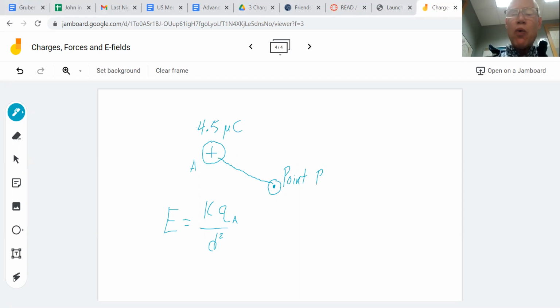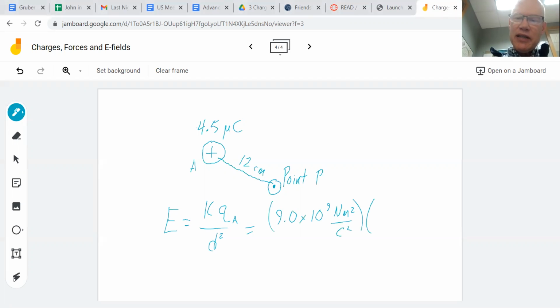So if I say, hey, what's the strength of an electric field at this point in space? What I want to know is how far away is point P, the place in space, from charge A? That's 12 centimeters. Oh, okay, now I can calculate the field strength. The field strength is k, which is never changing. It's always the same, 9 times 10 to the 9th newton meter squared per coulomb squared. That's Coulomb's constant, always.